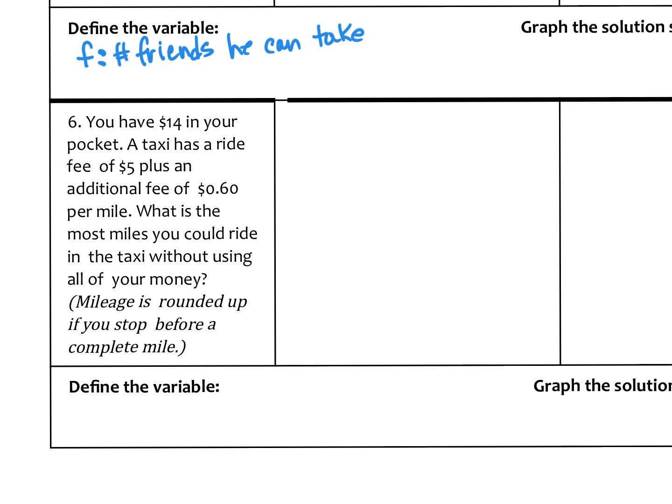So, to find the variable, what is the most miles? So let's use M, and it's the number of miles he can ride in the taxi, right? Don't forget to graph it, write your inequality, and test your answer.